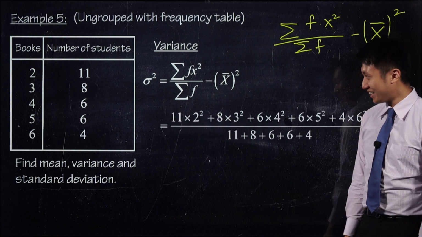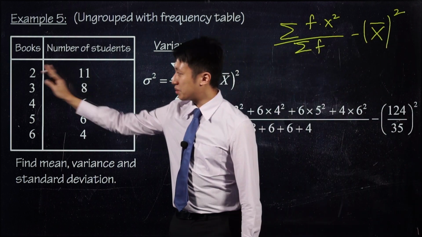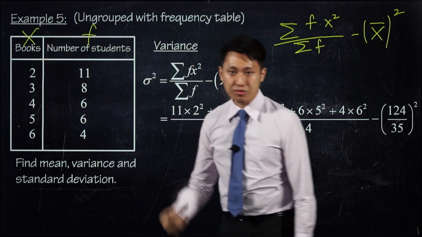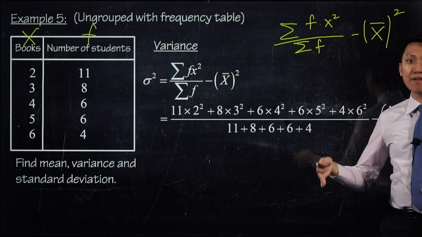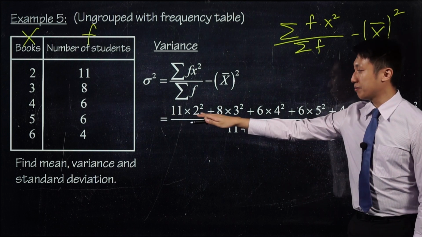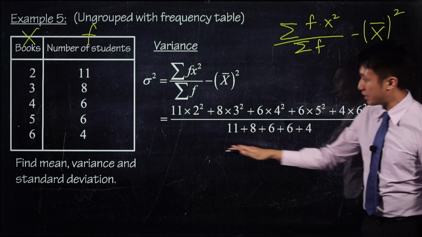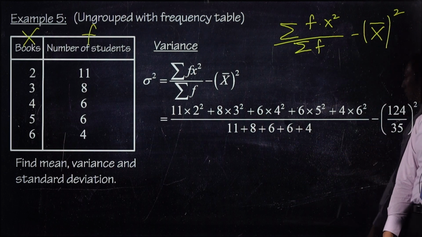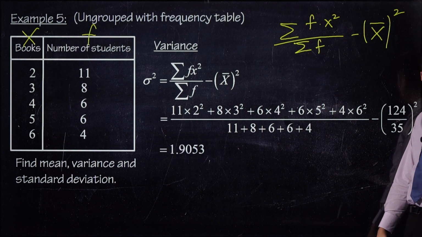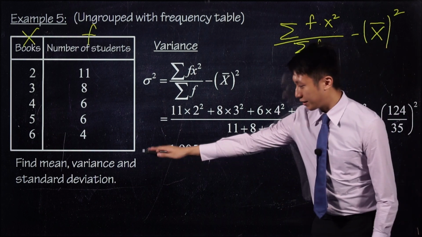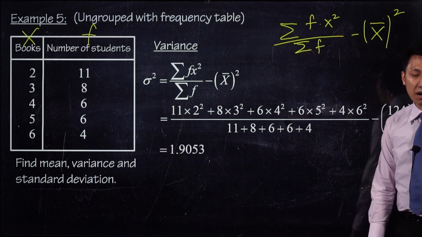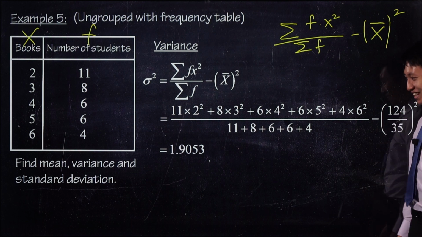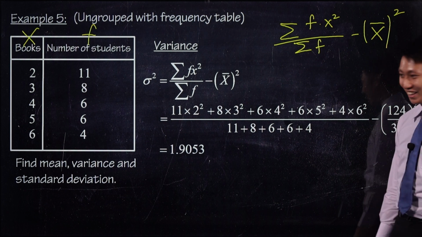So I got this one. What do I do? This one multiplied by this thing squared. This is your f, and this is your x. F means frequency, x means your data value. So you multiply by square, divided by the total frequency and minus the mean here. Then press your calculator and get a number, preferably to 4 decimal places. I shouldn't say at least, because you'll be writing the whole thing there.